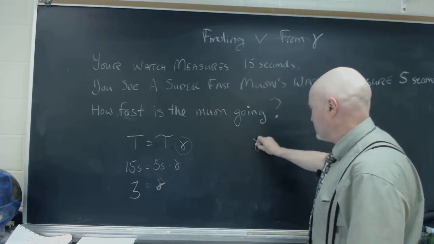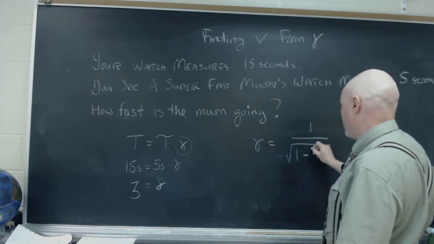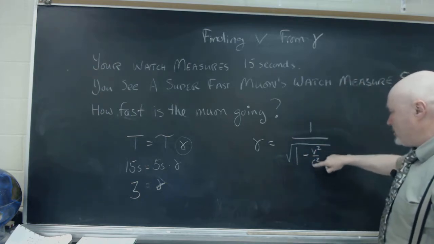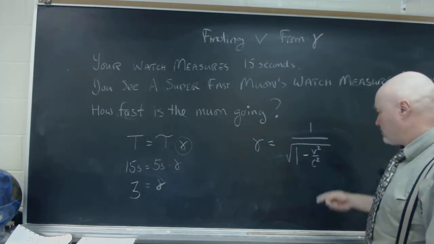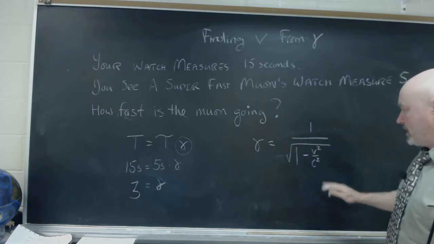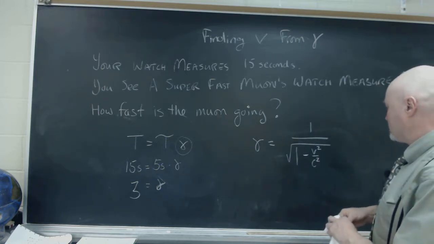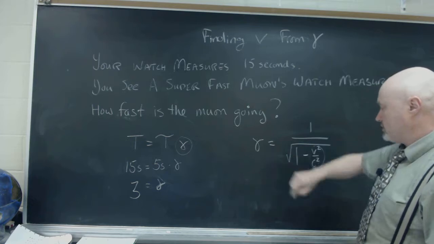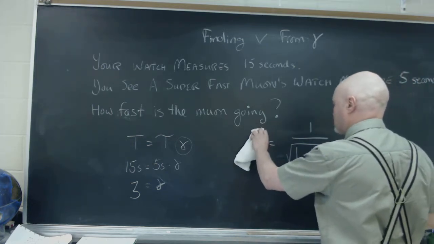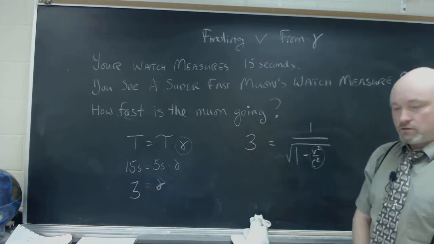Now, gamma is equal to 1 over the square root of 1 minus v squared over c squared. And this can just wind up being some fraction of the speed of light, and we don't have to get too worried about that. So what we're going to do is try and isolate this term after we substitute for gamma. So let's do this. Gamma is equal to 3. Good so far?